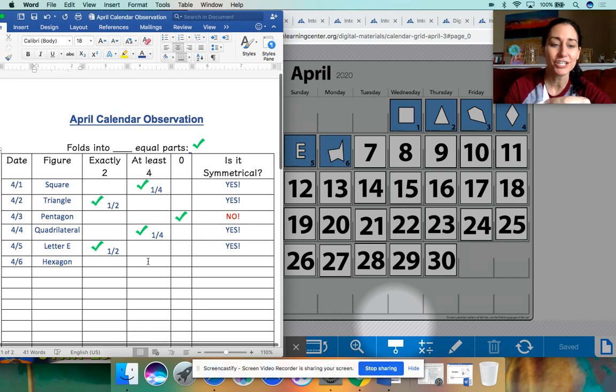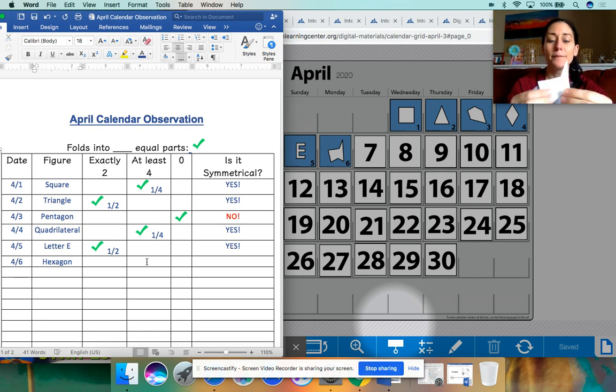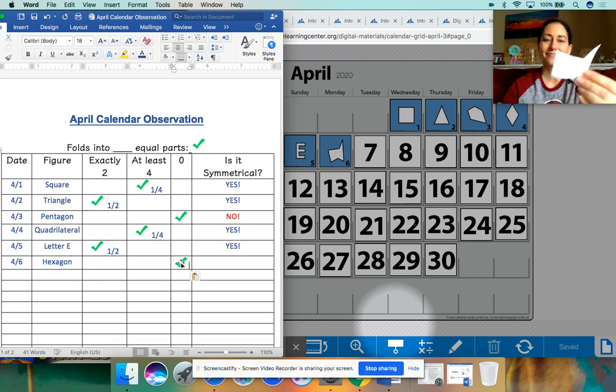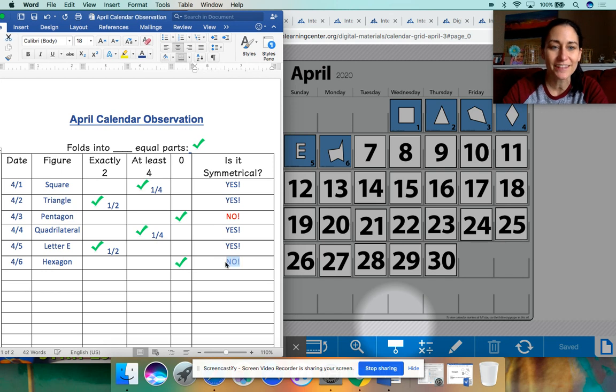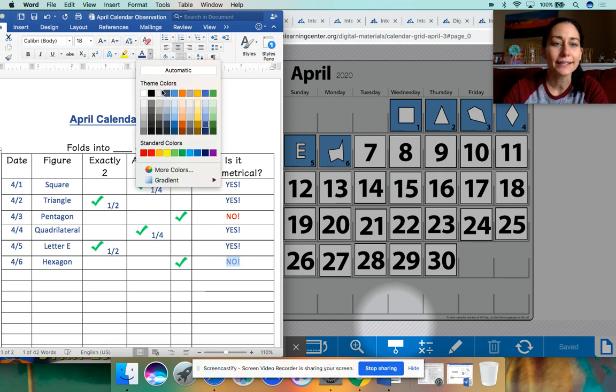I cannot put the check mark here for at least four because it does not fold into at least four equal parts. I have to put the check mark here for zero because there's zero equal parts when I fold it. So is it symmetrical? No, it is not. I'm going to put it in all capital letters. No, and I'm going to change that color to red.